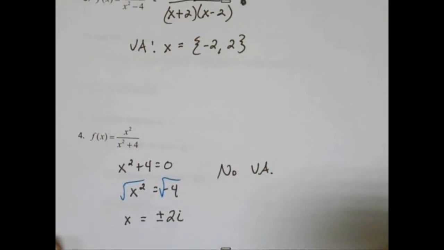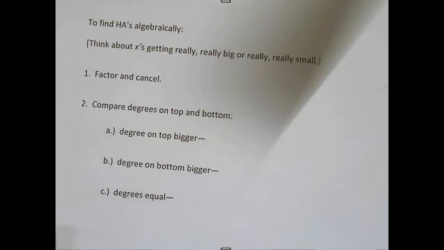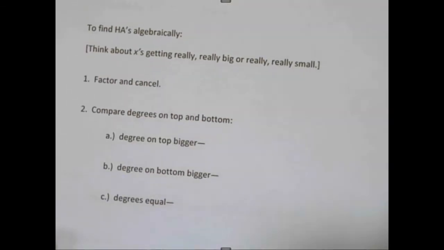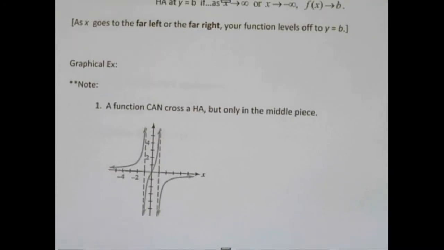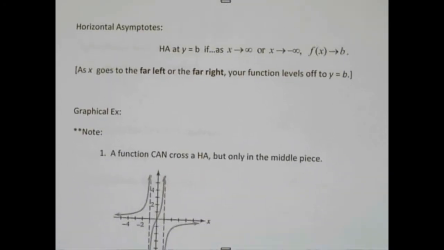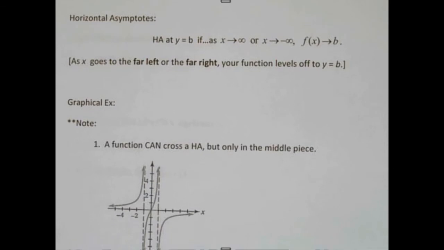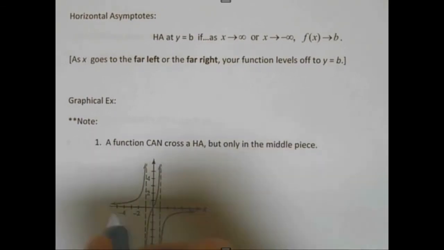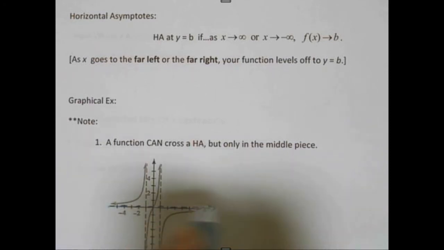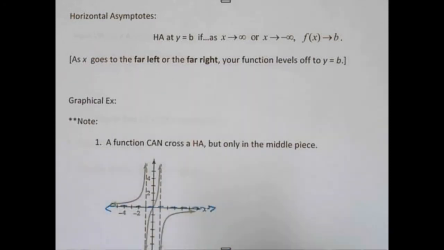Okay, so that is vertical asymptotes. Now let's take a look at horizontal asymptotes. So a horizontal line goes side to side. And so in this case, this horizontal asymptote would be right here. It's right on the x-axis in this example.